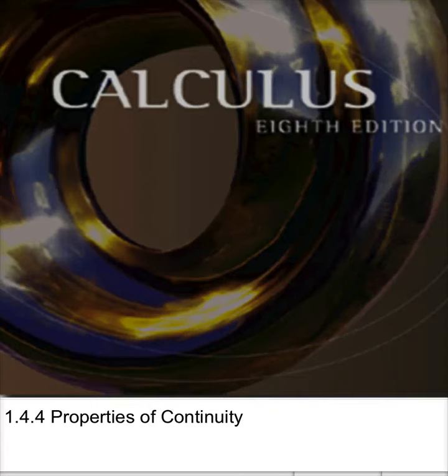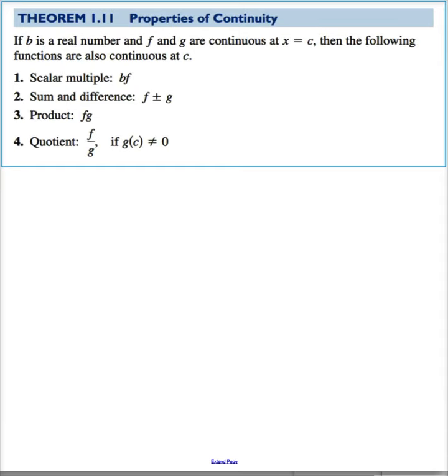Let's talk about the properties of continuity. These are four very key properties that are almost common sense. If b is a real number and f and g are continuous at x equals c, then I can take this real number and multiply it by my continuous function, and that does not change its continuity.